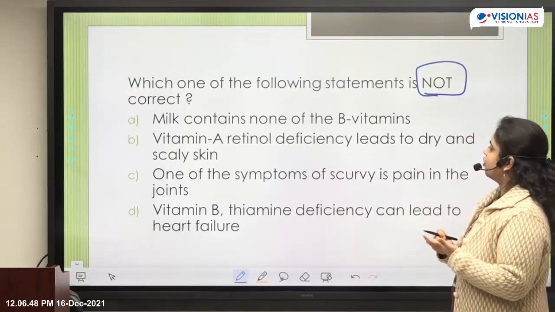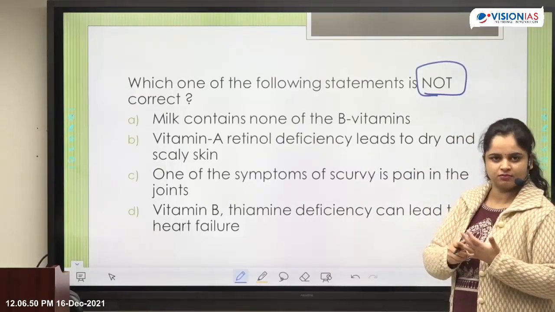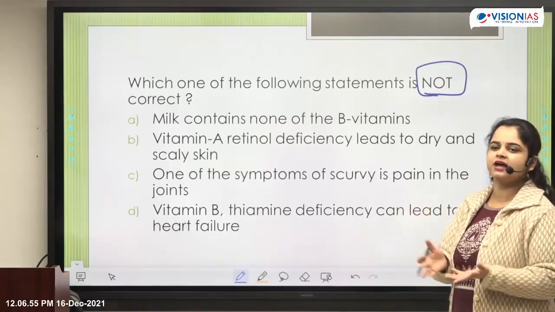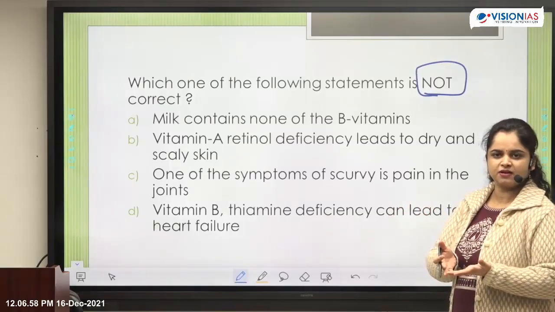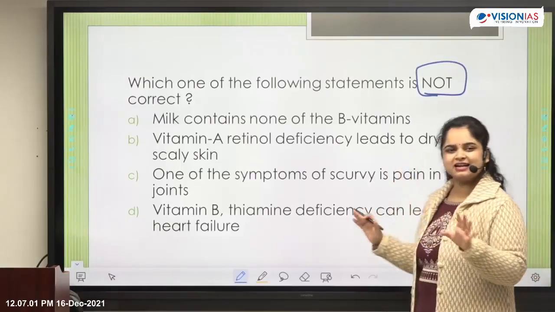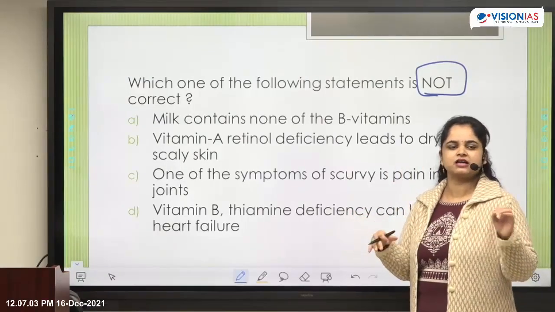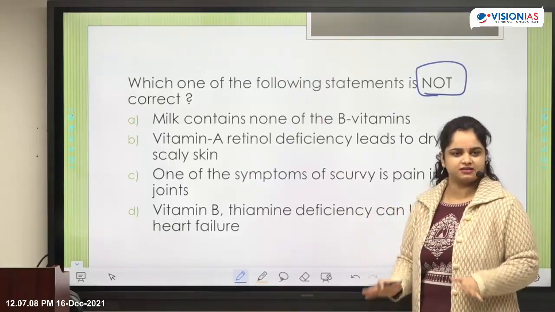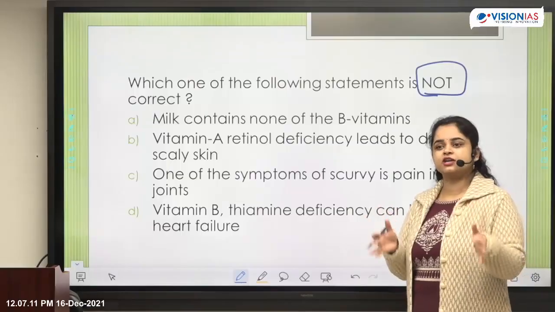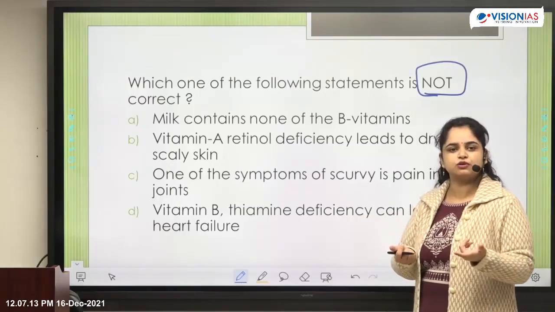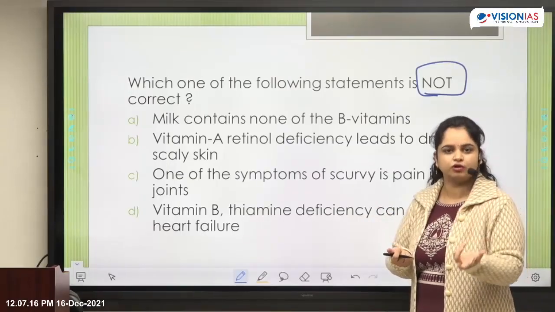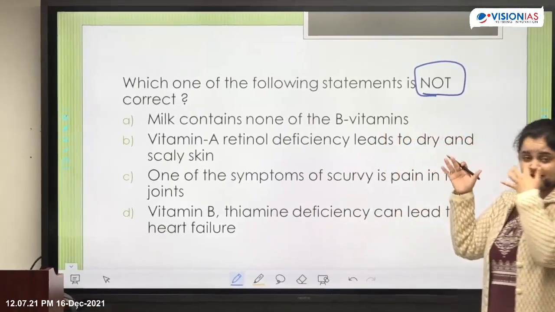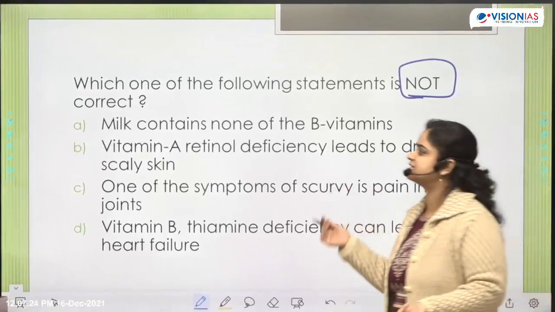Milk contains none of the vitamin B's. Okay, so you have already written the sources. Vitamin B is there in milk. Okay, B1, B2, both you have written. Milk in that sense is a complete food. It has everything. It has carbohydrates, it has fats, it has minerals, it has vitamins, protein, everything is there. It's the complete food. That is why in your initial stage of your life, the only food which you are supposed to take is milk. It has water also. So it will meet all your requirements. Complete food. So this statement is absolutely incorrect. And this is the answer.